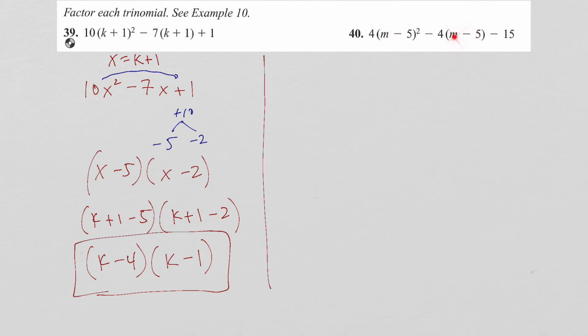Okay, here's our recurring element. So I'm going to say x is equal to m minus 5. And then what I've got is 4x squared minus 4x minus 15. And I'm going to factor this.